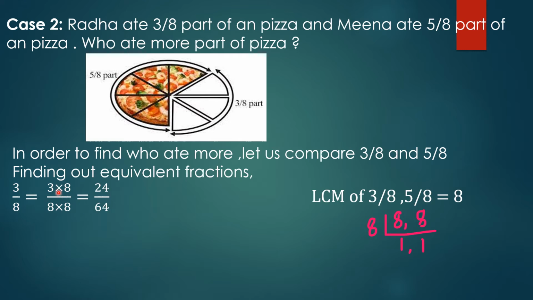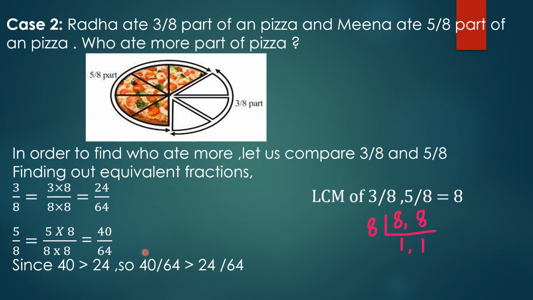Therefore, 3 into 8 is 24, and 8 8s are 64. Therefore, 3 by 8 is equivalent to 24 by 64. Similarly, 5 by 8 equals 5 into 8 divided by 8 into 8, which is equal to 40 divided by 64. Therefore, 40 by 64 is equivalent to 5 by 8. So, we are converting the like fractions into equivalent fractions.